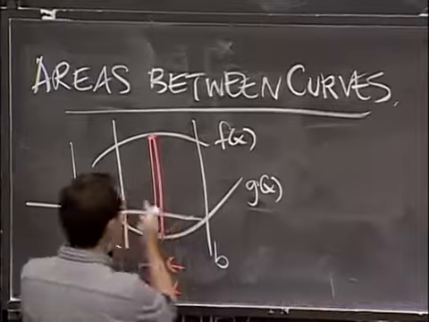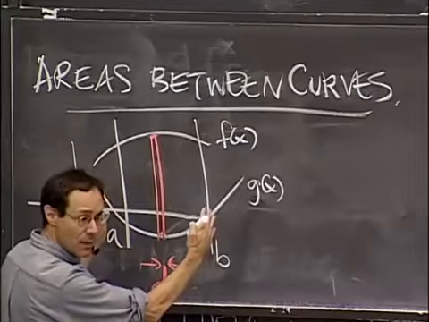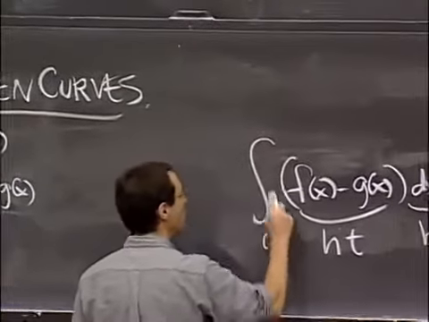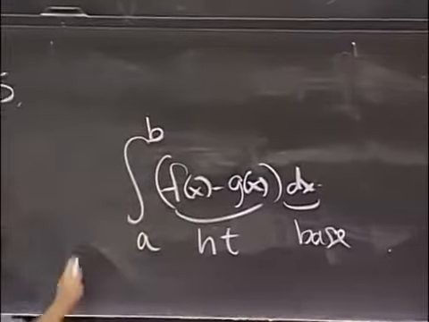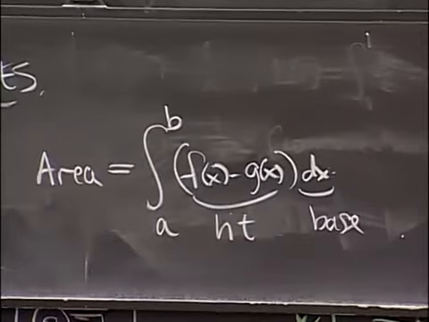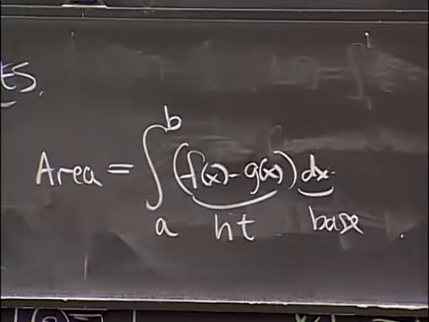In order to get the whole area, I have to add these guys up. So I'm going to integrate from a to b. That's summing them. That's adding them up. And that's going to be my area. So that's the story here.